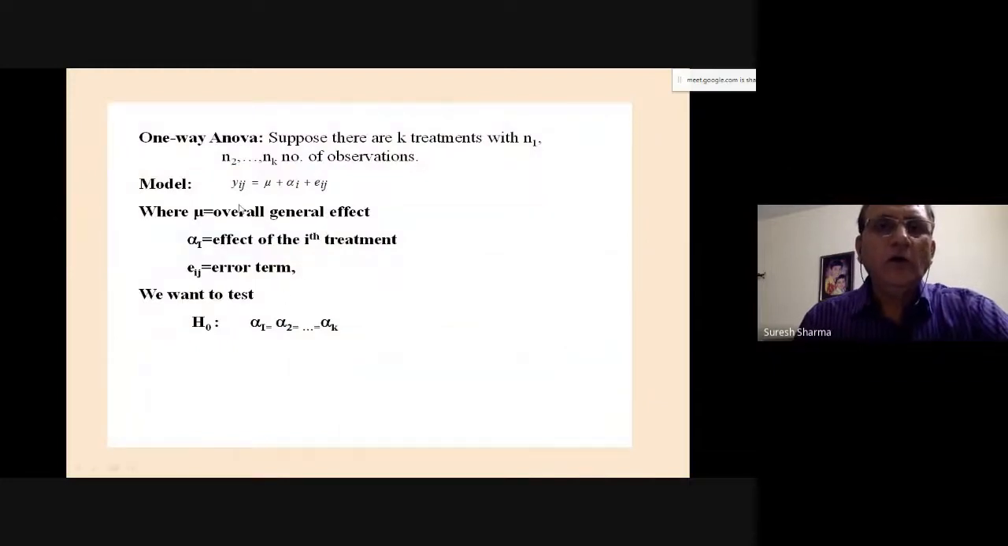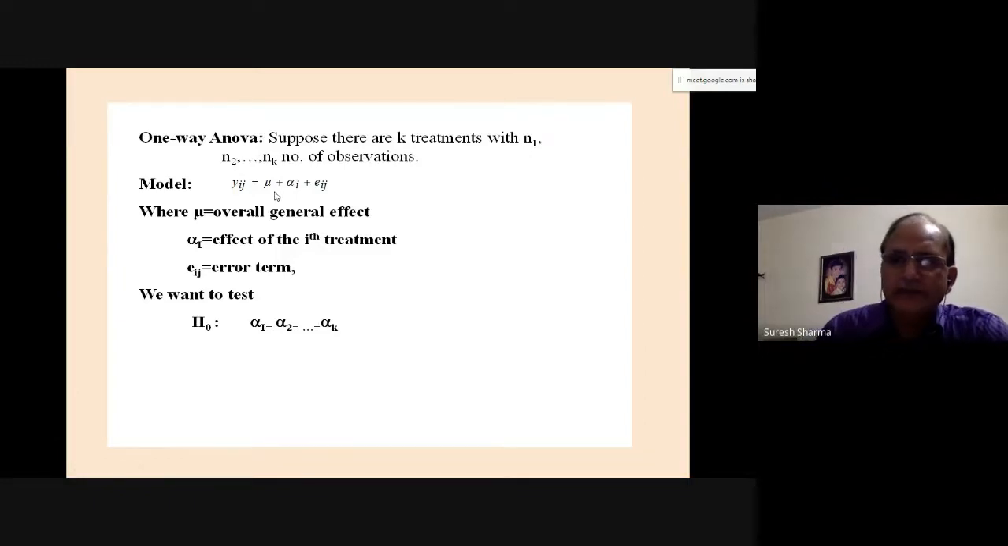Now, these are all your Yij on the left-hand side. Suppose there are k treatments or k brands, with n1 observations from brand 1, n2 from brand 2, nk from the kth brand, and your model looks like this: Yij equals mu plus alpha i plus Eij. Eij is error; yesterday I told you what we mean by error. Alpha i is the effect of the ith brand. They are coming from different brands, which I want to compare. Mu is that kind of thing which I cannot control.